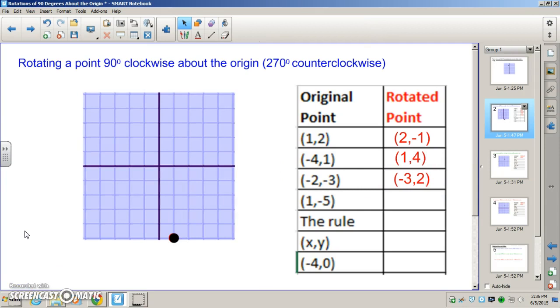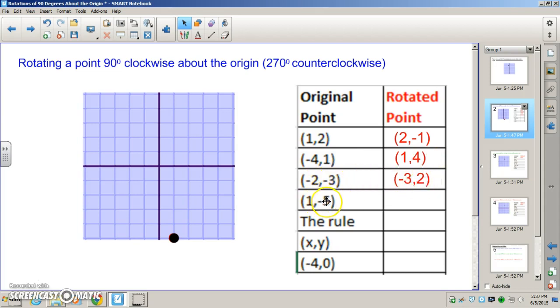Now I've set up the point, but I don't want to rotate it yet. I want to see if we can make somewhat of a prediction. Look at the first points we did. 1, 2 went to 2, -1. -4, 1 went to 1, 4. -2, -3 went to -3, 2. I noticed two things. First off, disregard any negatives and just look at the numbers: 1, 2, 2, 1; 4, 1, 1, 4; 2, 3, 3, 2. Notice I didn't say any negatives, I was just looking at the numbers. 1, 2 to 2, 1 were the same, they just flipped. 4, 1 went to 1, 4, and 2, 3 went to 3, 2.